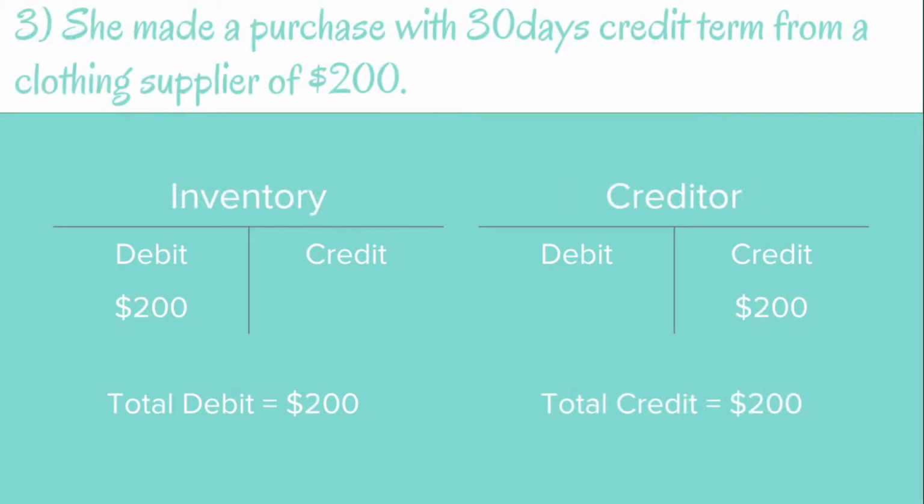She made a purchase with a 30 days credit term from a clothing supplier of $200. This means she will take the clothes first and pay the supplier within 30 days. Her inventory will be debited with $200, and meanwhile her creditor's account will be credited with $200. The total debit and the total credit is still the same at $200 each.